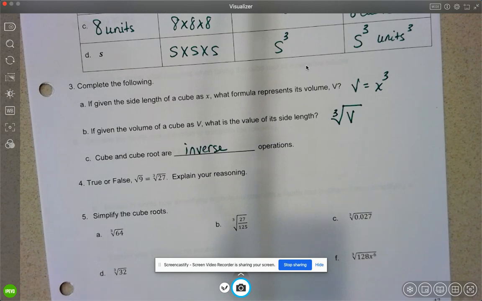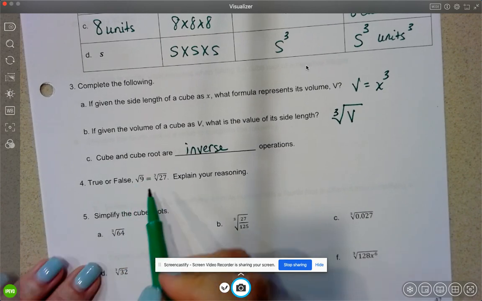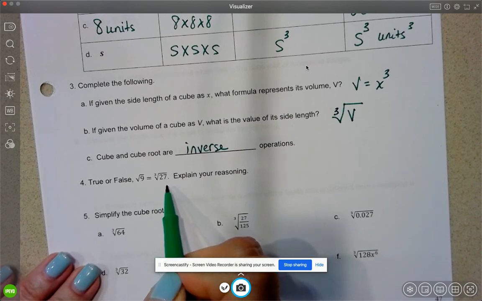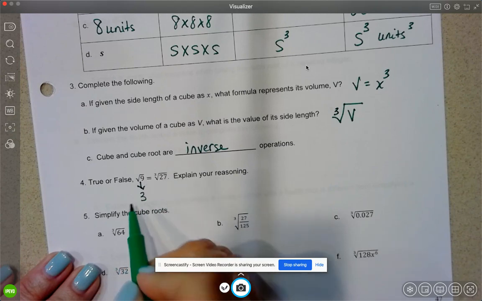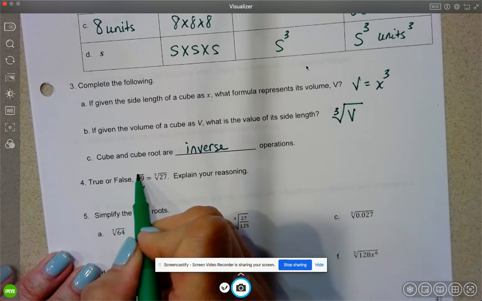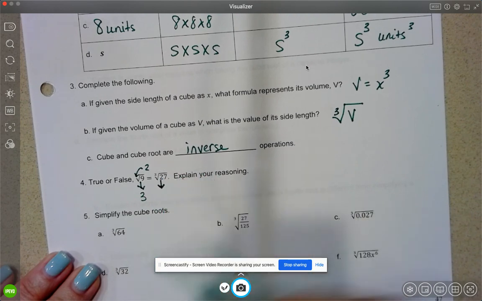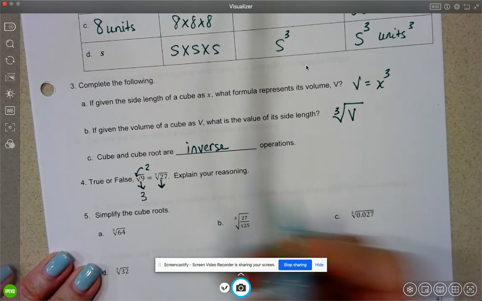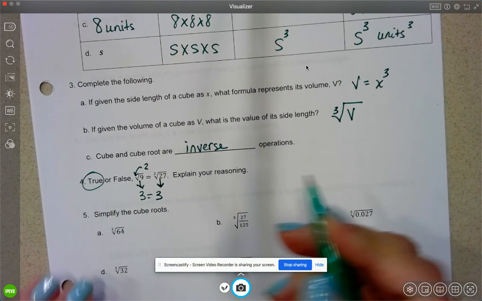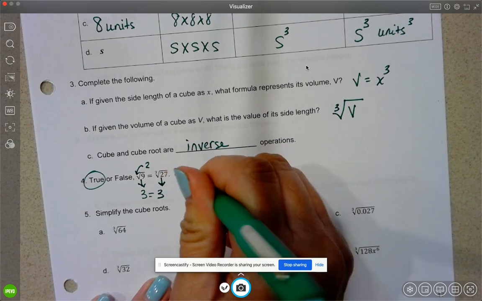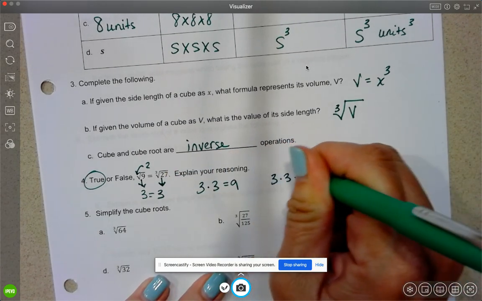So true or false? Square root of 9 is the same thing as cube root of 27. Well, what is the square root of 9? 3, right? Because 3 times 3 is 9. Because this index here is 2. And what can you multiply by itself 3 times to get to 27? 3. So this is true, right? Those are equal. So 3 times 3 is 9, and 3 times 3 times 3 is 27.